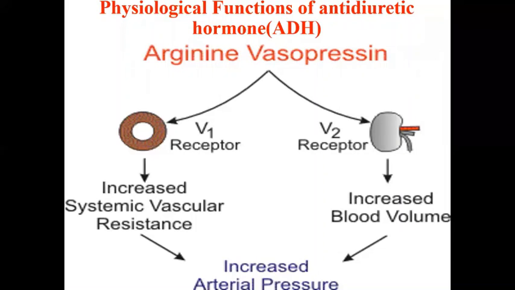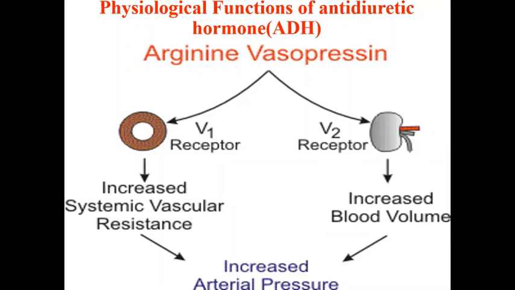When it goes to the kidneys, it will bind to V2 receptors. So these are two different receptors. In blood vessels, it will bring about vasoconstriction. That's why the systemic vascular resistance is increasing with the presence of ADH. And if the resistance is increasing, the work the heart has to do to pump blood against the resistance is increasing. So the workload on the heart is going to increase. That will bring about an increase in blood pressure.